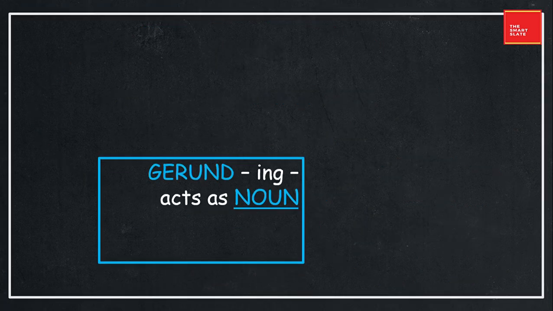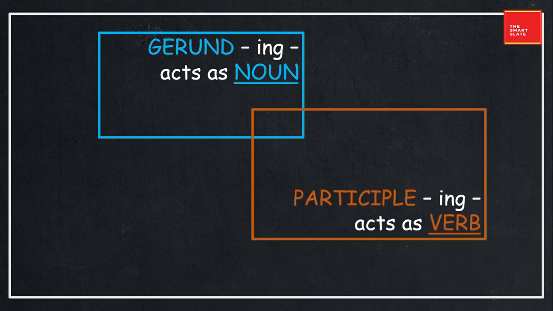Now we'll understand the difference between gerund and participle. Both these gerund and participle have ing at the end, but gerund acts as a noun and participle acts as a verb. This is the basic difference. Hopefully you understood all these types of verbs and the difference between gerund and participle.